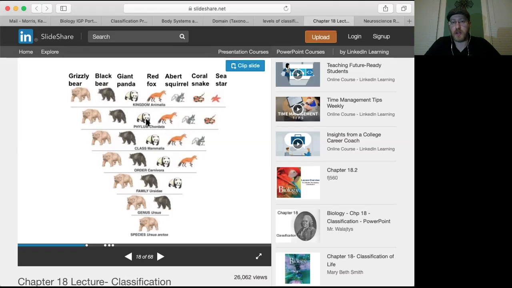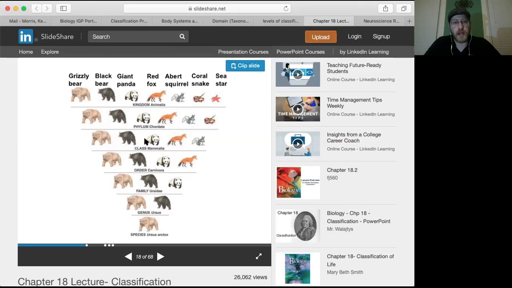Once again, you'll need to look up what Chordata means. That has to do with the skeletal structure and everything, but find the definition of what that means, and that will tell you that whenever you go to the phylum of Chordata, all of these, the bears, the giant pandas, red fox, all share the same phylum, except the sea star does not. It has a different phylum. So it shares the kingdom, but it doesn't share the phylum.